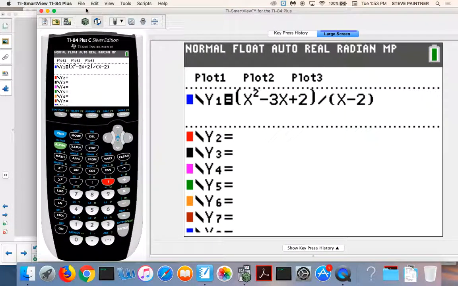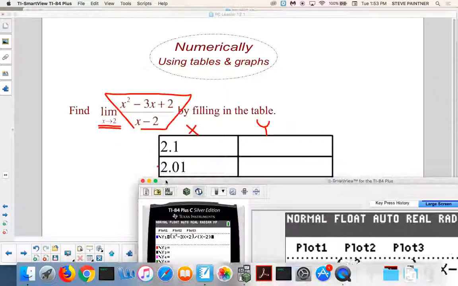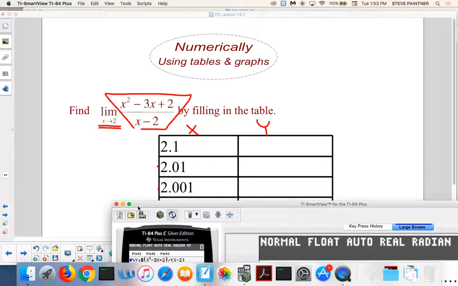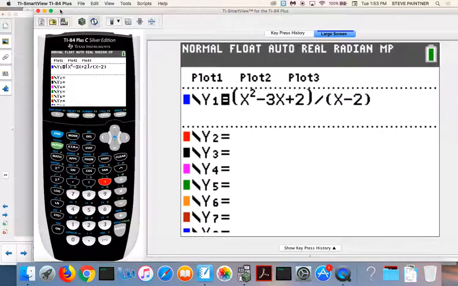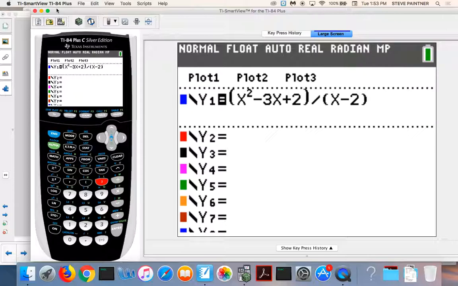Okay, so there I've got it typed in, right? I don't care about the graph. I really don't. I care about the table. So the table says if you get closer and closer to 2, let's try these numbers. How do I ask my calculator that? I go like this. Watch my hand, please.